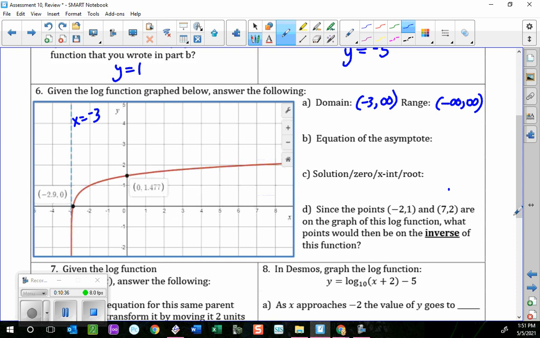All right, so next question. What's the equation of asymptote? Well, we discussed that before. X equals -3. What is a solution? 0, x-intercept, root. So I have that on the graph for us here, -2.9 and 0.